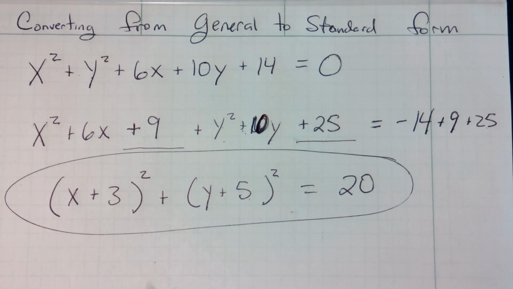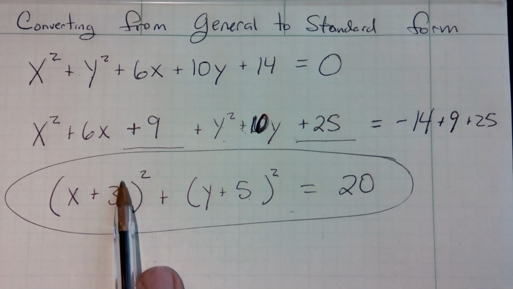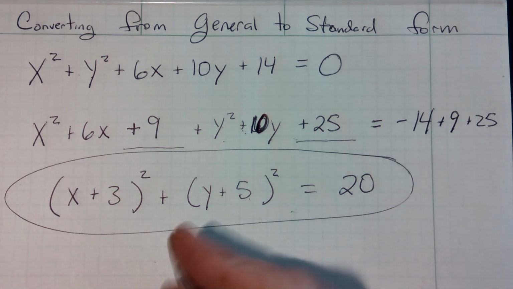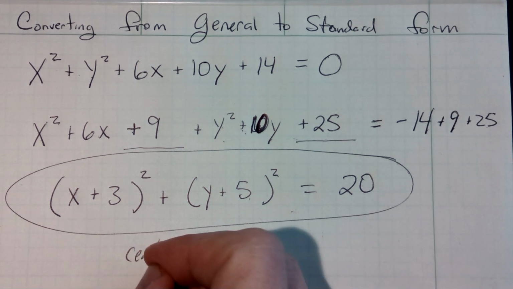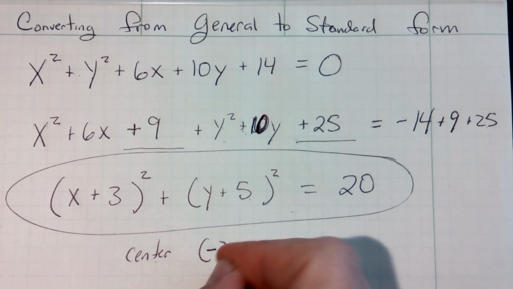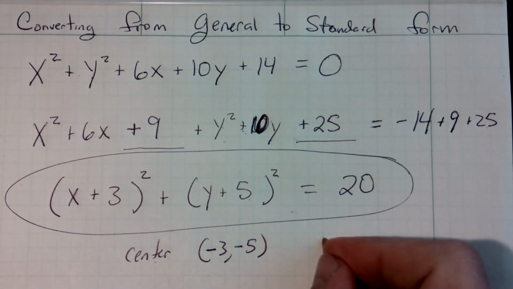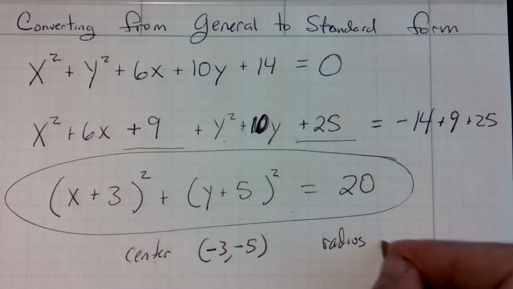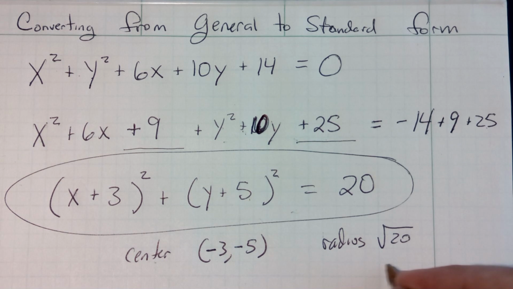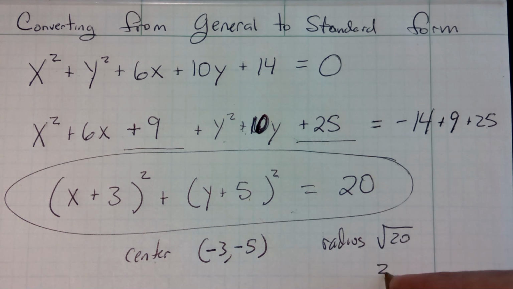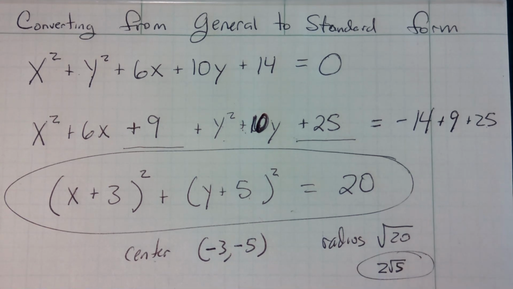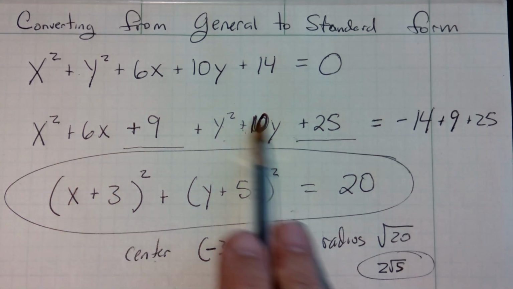So we've written our equation in standard form. This circle has a center at negative 3, so its center is negative 3, negative 5, and it has a radius of the square root of 20, or if you reduce that, 2 square roots of 5. I hope you remember how to reduce radicals. So there's the radius. Again, walk through that process slowly.